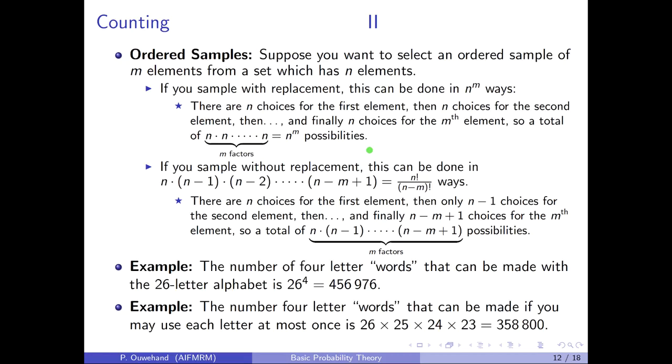Next, suppose you sample without replacement. This means that you can select each element only once. In that case, the number of ordered samples that you can choose is given by n times n minus 1 times n minus 2 all the way down to n minus m plus 1, which is equal to n factorial over n minus m factorial.